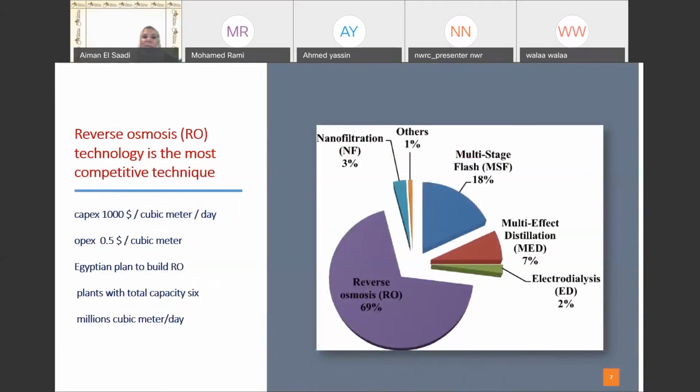And this slide shows the reverse osmosis technology. Reverse osmosis is the most competitive technique, and this chart shows the ratio of reverse osmosis use in the world, which reached 69% compared with the different technologies. So Egypt plans to build RO plants with a total capacity of 6 million cubic meters per day by 2050. And the desalination lab at SRU applies this technique.